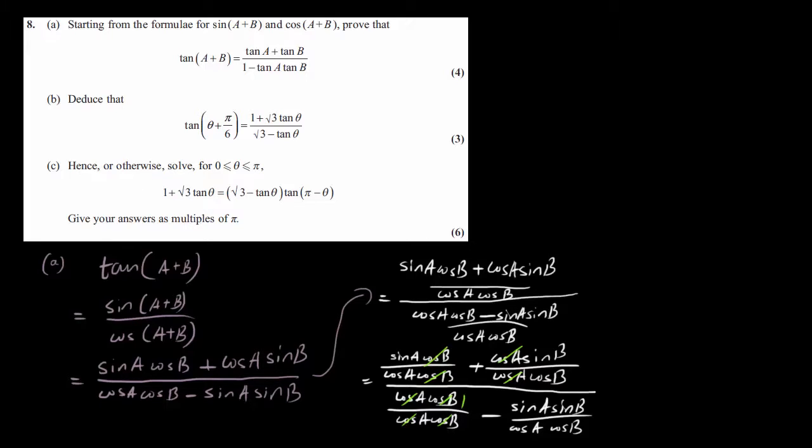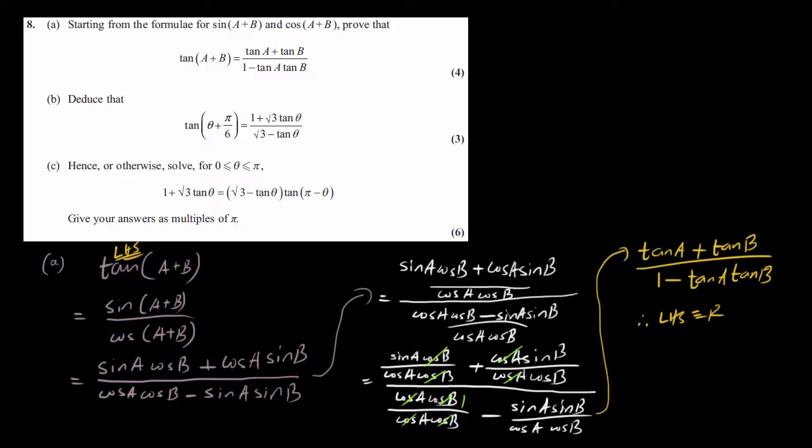So what we have over here is, upstairs we have sin A by cos A, which is tan A, plus sin B by cos B, which is tan B, from the identity of tan, divided by 1 minus sin A by cos A, which is tan A, sin B by cos B, which is tan B. So we have proved it. It's a good idea to write the left hand side at the beginning, and therefore the left hand side is identical to the right hand side.